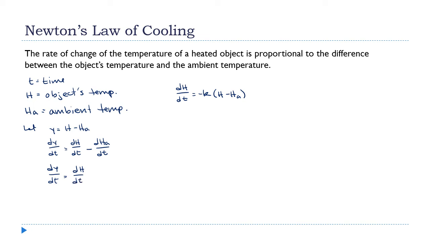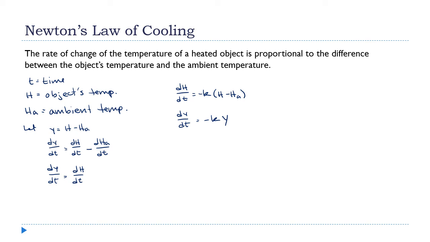Okay, excellent. So put that in here. That means dy/dt is equal to negative K times (H minus H_A). But H minus H_A is just y. And hopefully that looks super familiar. We did this already. That's exactly the differential equation we solved on the last slide. Only K is negative, but I don't care, right? That's not going to change anything.